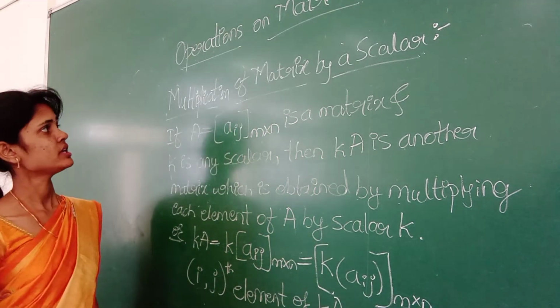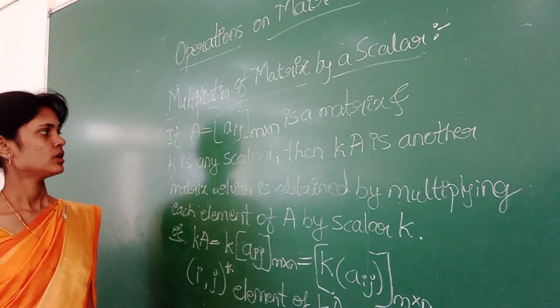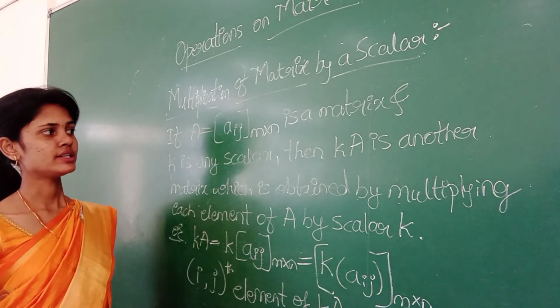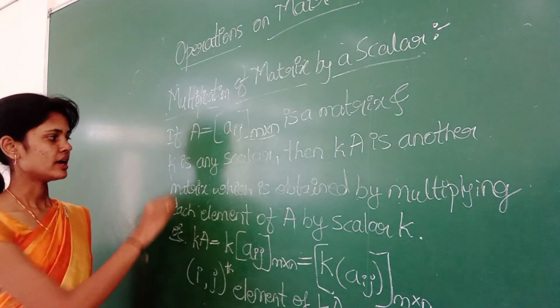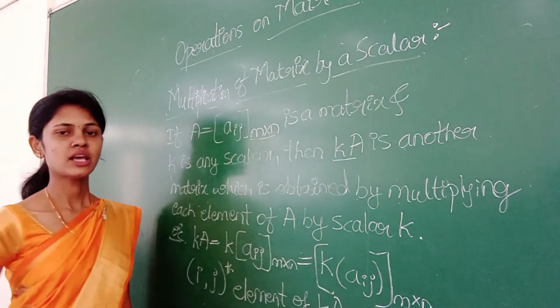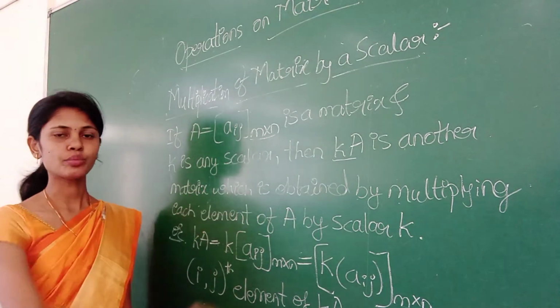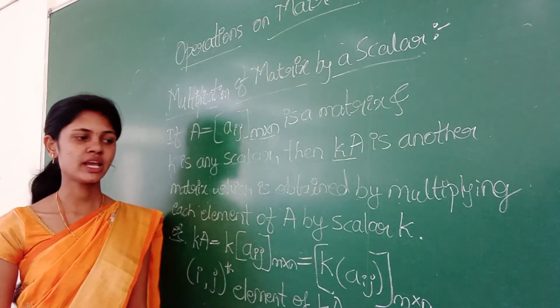So next point is multiplication of matrix by a scalar. So if A is equals to Aij of order m cross n is a matrix and K is any scalar, then KA is another matrix which is obtained by multiplying each element of A by scalar K.